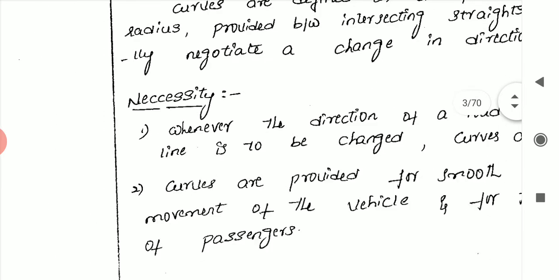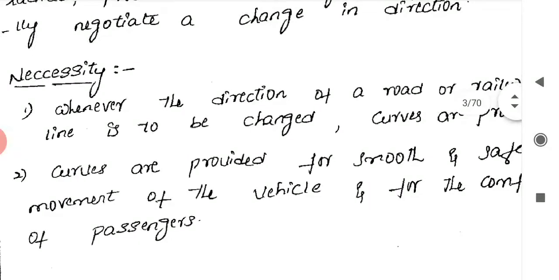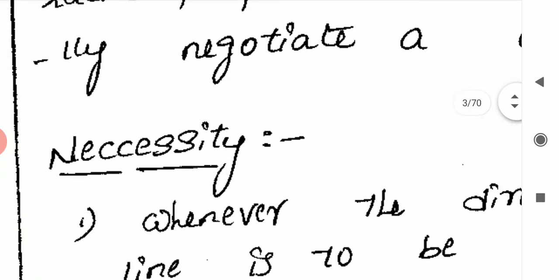And also, we have two more necessities. Whenever the direction changes, or the direction of a road or railway line is to be changed, curves are provided. Okay, the next necessity is that curves are provided for smooth and safe movement of the vehicle and for the comfort of the passengers.